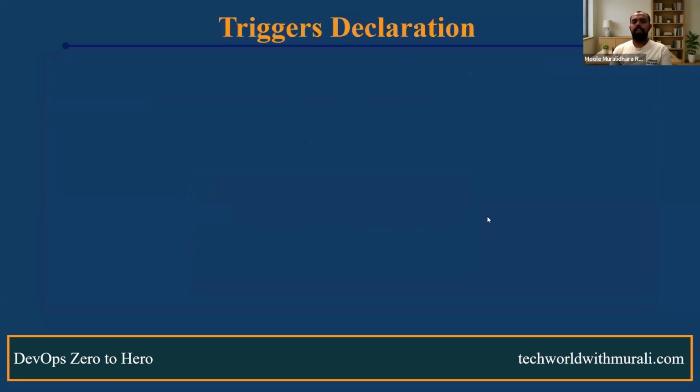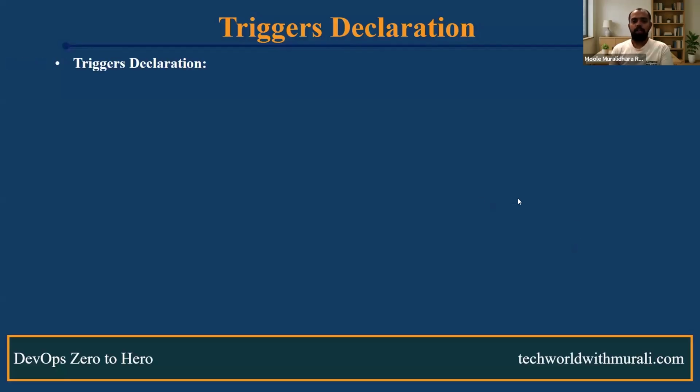Next thing is the triggers declaration. If you remember, when you were setting up the freestyle job, we had two options: cron tab, poll SCM, right? Build periodically and poll SCM. Similarly, instead of defining it inside the freestyle job, the same thing in the pipeline block we can define with the triggers option.